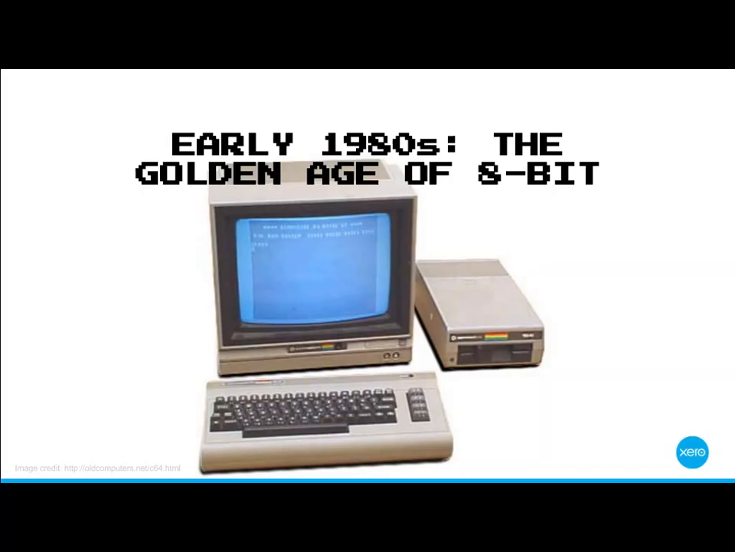So, beginnings. In the early 80s, it was the golden age of the 8-bit home computer. Most of the computers we use nowadays, PCs and Macs, PCs around that time were very expensive, business focused, serious, businessy business. They were way too expensive for home users.